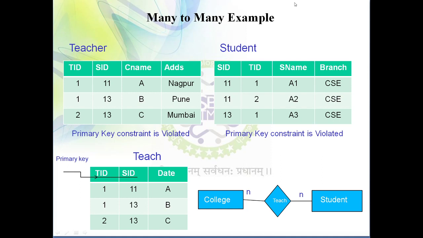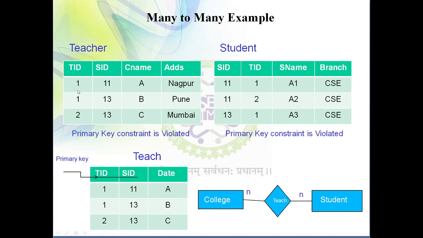First of all, we do not directly jump to many. First of all, we consider whether a one to many kind of relationship between teacher and student can occur or not. So here suppose I added student ID to the teacher table. Teacher ID is 1, student ID is 11; teacher ID is 1, student ID is 13, because one teacher can teach more than one student. It is not the case that one teacher will teach only one student. In various colleges, you observe that one teacher can teach a number of students.